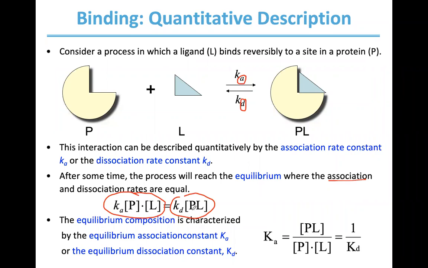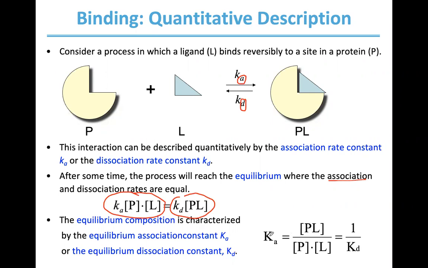So when the left-hand side equals the right-hand side, then the process reaches equilibrium, right? And then for the equilibrium constant, the equilibrium composition is characterized by the equilibrium association constant, Ka, and its reciprocal, the equilibrium dissociation constant. So they are opposite, right? The relationship is reciprocal between the two.